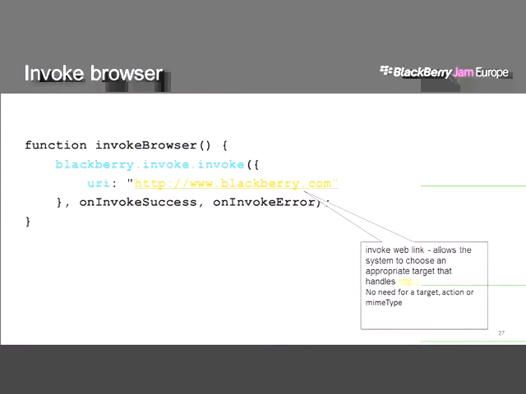There could potentially be other applications that handle HTTP as well. You might have a second or third-party browser on the application at some point. So at that point, it would have to prompt the user which one they want to target. But as it stands right now, it would just go off, fire up our browser with the BlackBerry.com website.